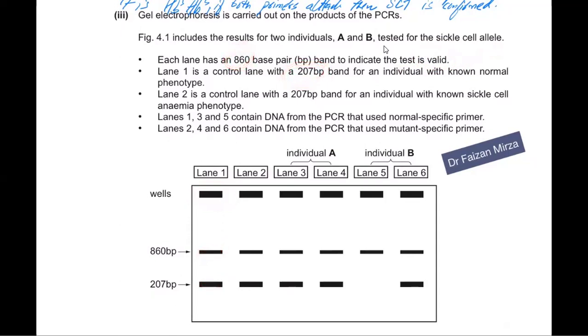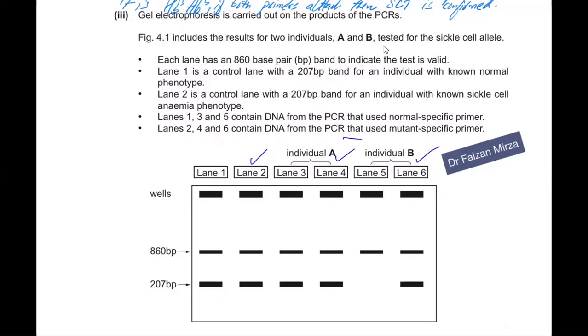Lane 2 is a control lane with a 207 band for an individual known with sickle cell anemia. So lane 2 again is with sickle cell anemia, showing the 207 band. Lanes 1, 3, and 5 contain DNA from PCR used with the normal specific primer. So we know that 1, 3, and 5 are normal. Then 2, 4, and 6 contain PCR with the mutant specific primer. So these contain the mutant ones.